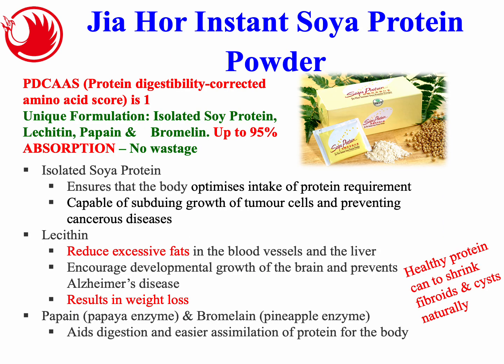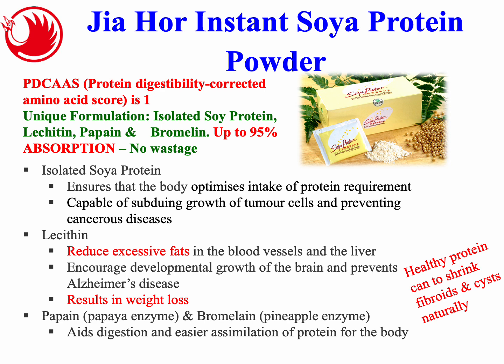It's the Jaho instant soya protein powder. This protein product has a PDCAAS score of 1. Some of the products you see in the market also have this score. So what is this PDCAAS? It stands for protein digestibility corrected amino acid score.